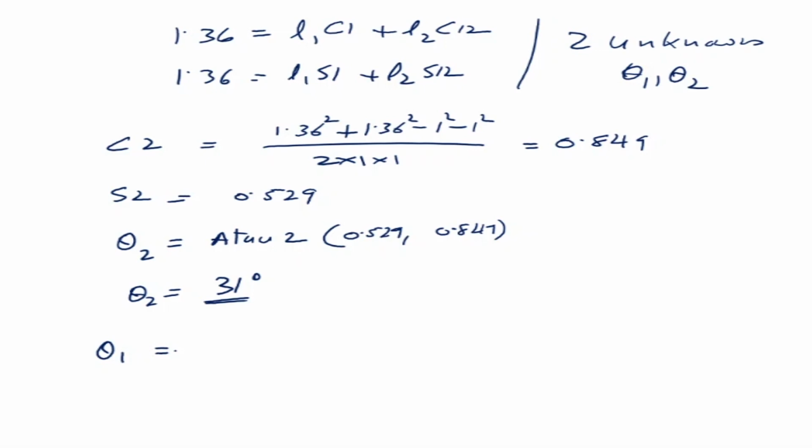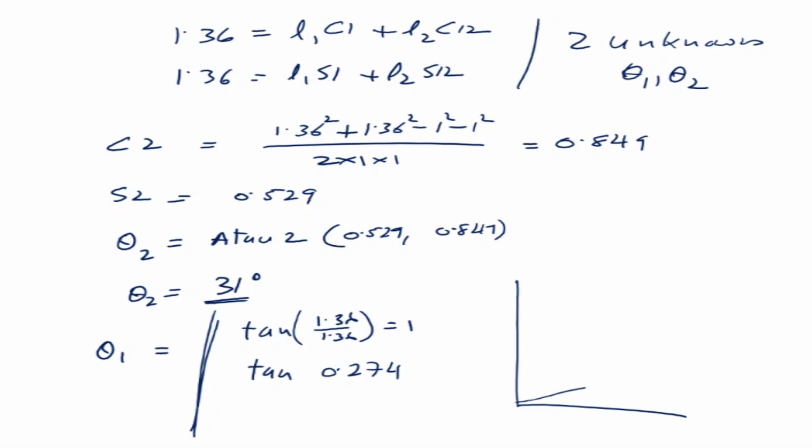I find tan alpha. Tan of 1.36 by 1.36, exactly the same solution as before, is equal to 1. And what is tan beta? Tan beta was equal to 0.274. So the solution is exactly the same. Okay, so it is like this. This is my alpha and this is my beta. This is my point xy.